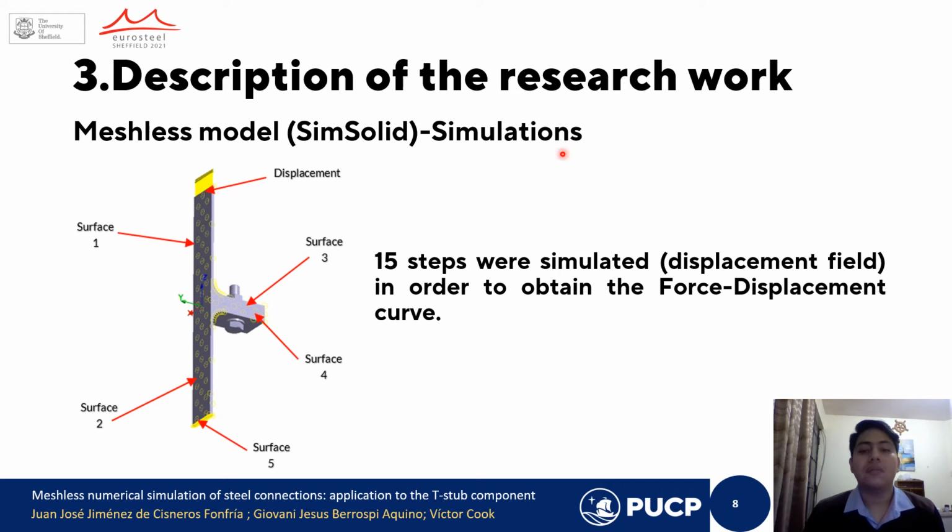Meshless model simulations. As it was mentioned before, we perform the simulation in a displacement field. One disadvantage of SimSolid is that we cannot get the intermediate steps of a specific simulation. It means that we should perform intermediate simulations of intermediate displacement. Therefore, we perform 15 steps for each simulation of the model.